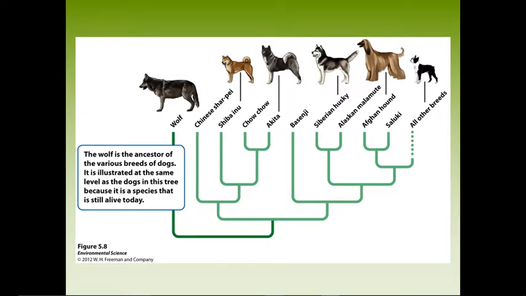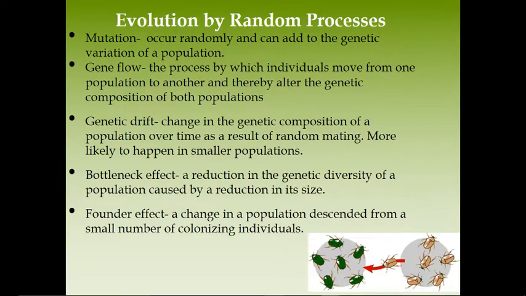This slide shows a diagram of artificial selection, beginning with the wolf as the common ancestor. Humans picked and chose certain desirable traits that fit their needs at that time, giving us the dog breeds we have today. And that could be herding, attack dogs, whatever. There are ways to evolve through random processes that aren't chosen by humans through artificial selection or through natural selection.